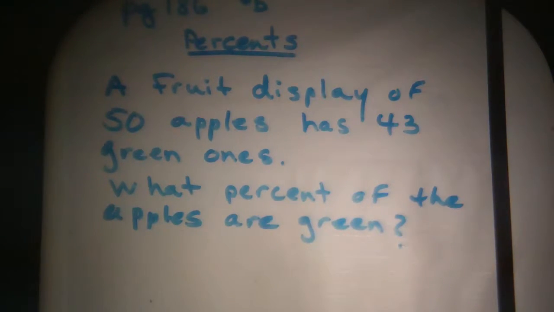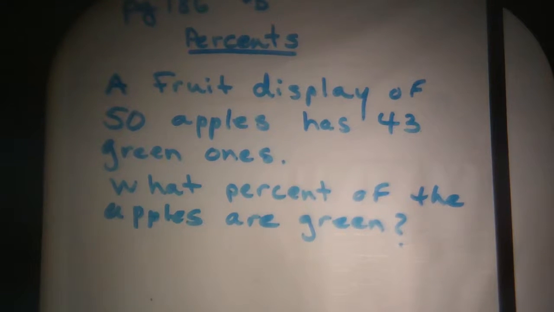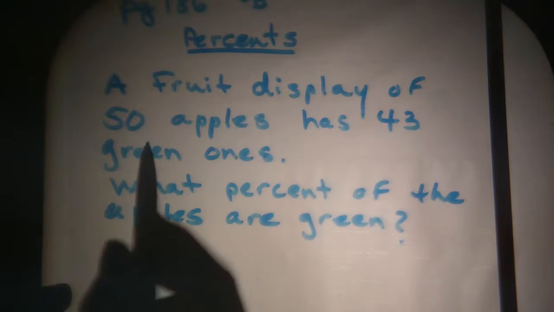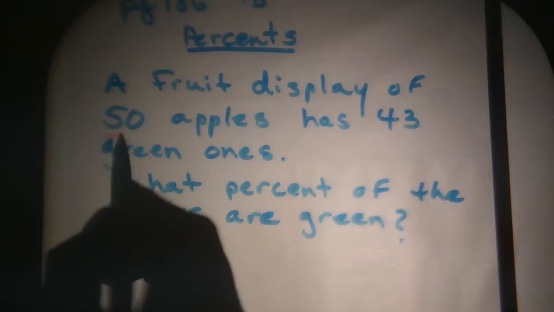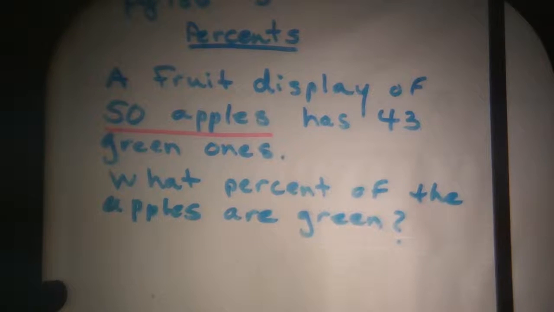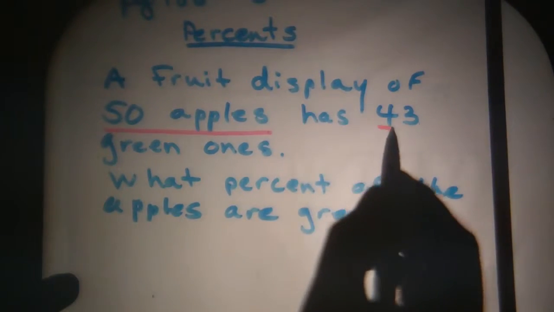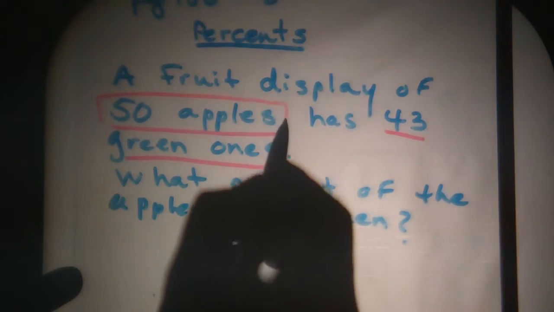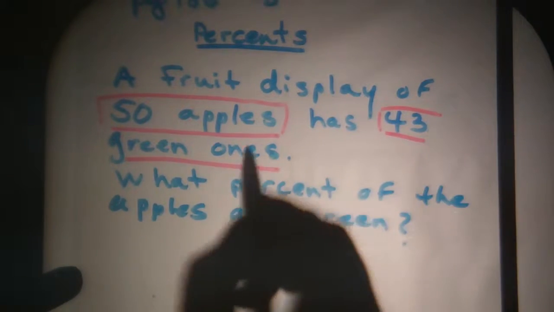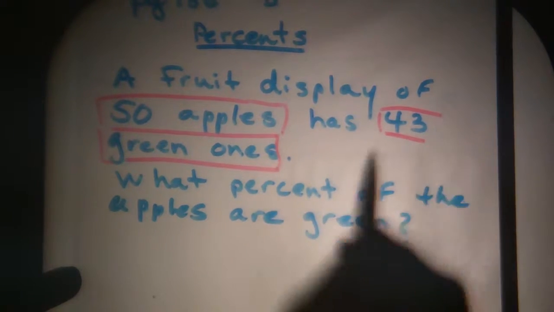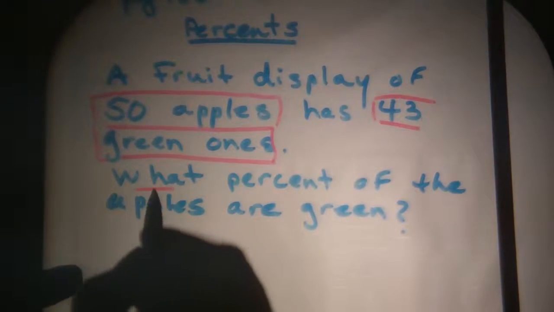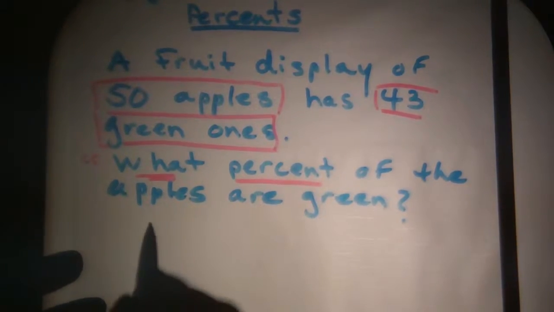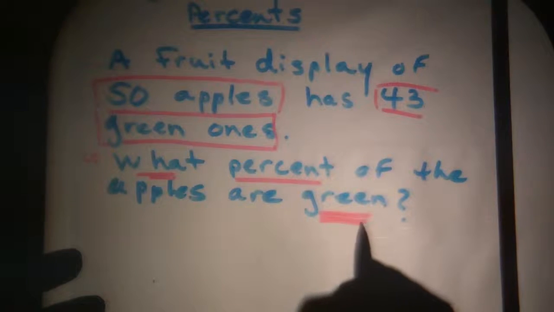Now we need to underline or highlight the information that we find is relevant or that we will probably need to use. It says a fruit display of 50 apples. I'm sure that's something I'm going to need to know. Has 43 green ones. Okay. I bet that is something that I'm going to have to make note of. What percent? Oh, here's the word what. That's my question. What percent of the apples are green?